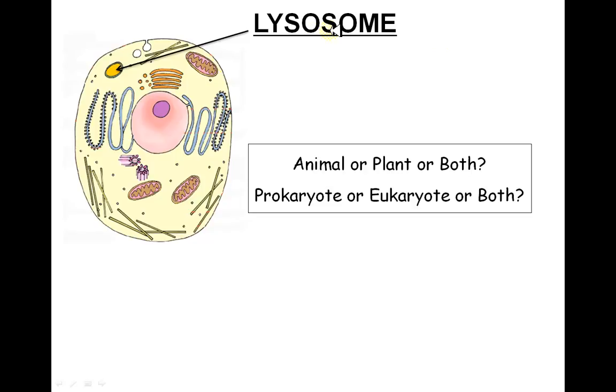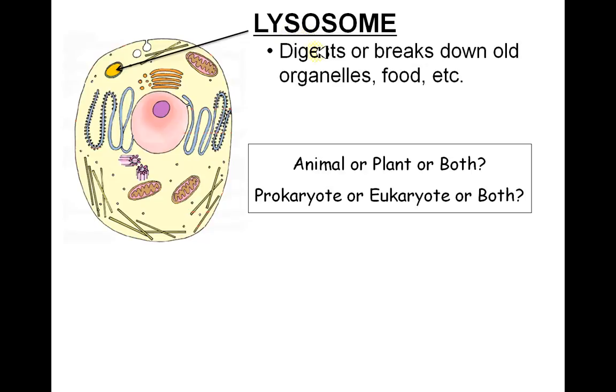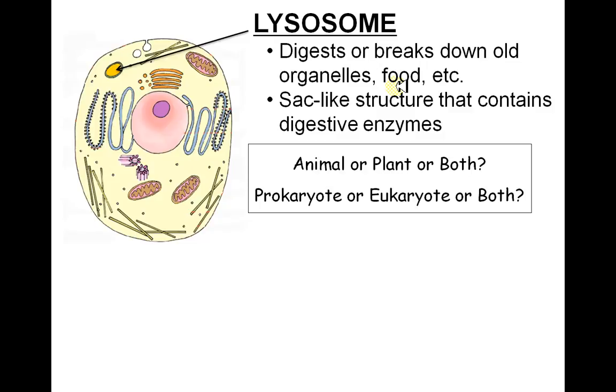Lysosomes. Lyso, just like we talked about hydrolysis, lysosome means cutting. So these are going to be things that are actually used for digestion or breaking down of old organelles or material, proteins or carbohydrates or things brought into the cell. They're sac-like structures that contain digestive enzymes, proteins that actually help things happen much faster than normal.